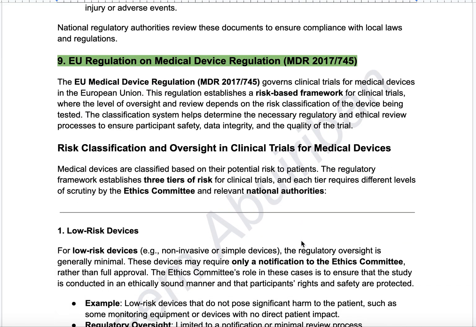And finally, the EU regulation on medical devices, which is known as the MDR 2017/745, governs clinical trials for medical devices in the European Union. The regulation established a risk-based framework for clinical trials where the level of oversight and review depends on the risk classification of the device being tested. The classification system helps determine the necessary regulatory and ethical review processes to ensure participant safety, data integrity, and the quality of the trial.